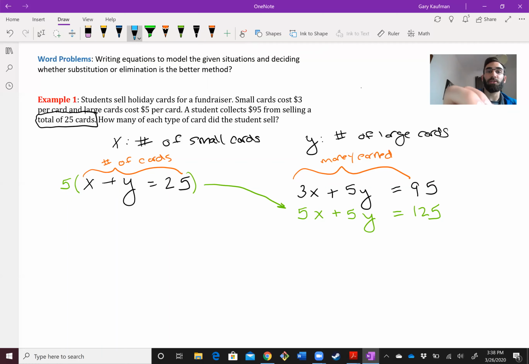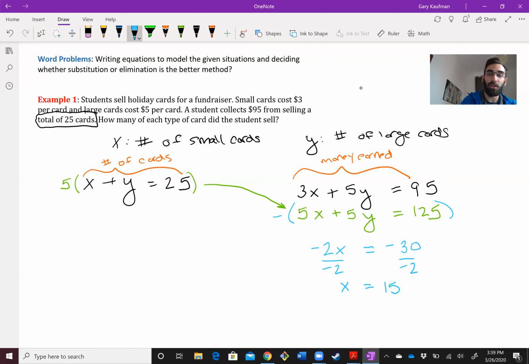Now I can actually do the work. I'm going to do the work in blue. I'm going to subtract 3x minus 5x. That's a negative 2x. 5y minus 5y, that disappears. 95 minus 125, that's a negative 30. I therefore divide by negative 2. I get x equals 15. That means 15 small cards.